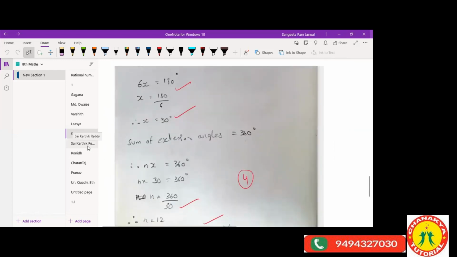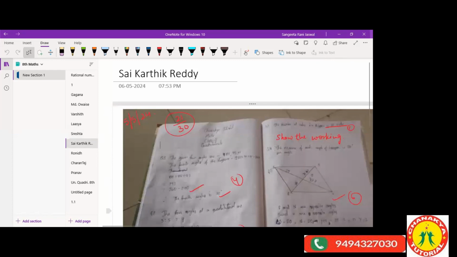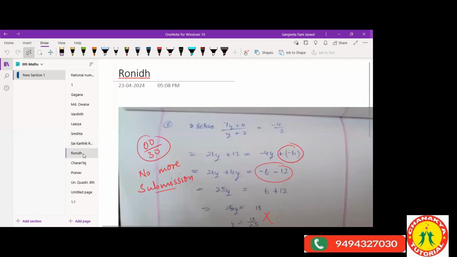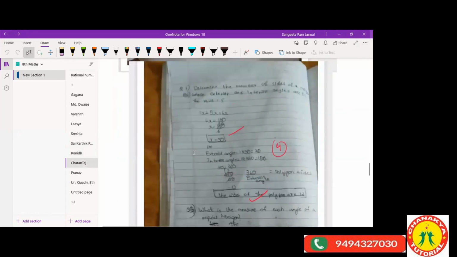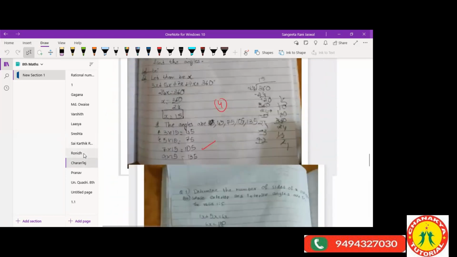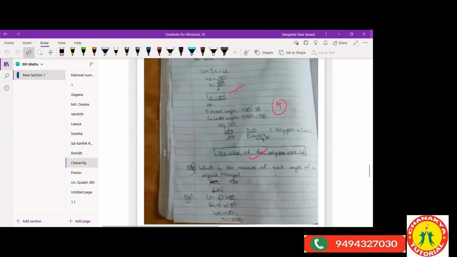Who's this Sai Karthik? He never attends the class, but he has done the test. Who is Sai Karthik? Ronit, you have not done this time. This is your previous one. Charan Tej, I've shown you your paper, is it? Ronit, why didn't you do the test this time? Ma'am, we were not at home, ma'am. We went outside. Okay.